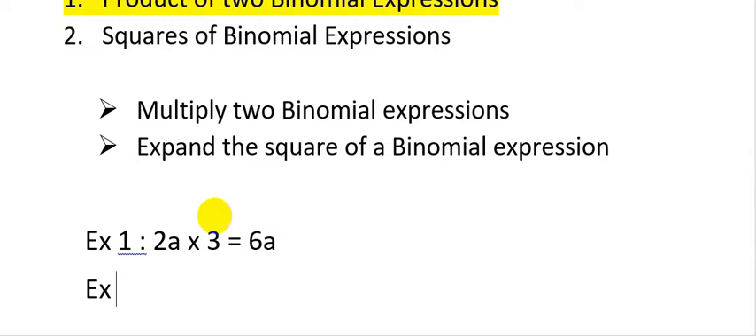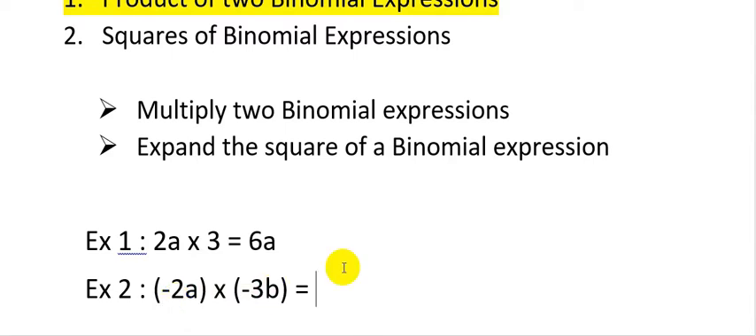Let's go to another example. Let's say minus 2a, and I'm going to multiply minus 2a by minus 3b. Since we have the operator minus here, we need to consider the product of the symbols as well. Minus multiplied by minus is plus, 2 multiplied by 3 is 6, and the terms a multiplied by b is ab. Therefore my answer is plus 6ab.